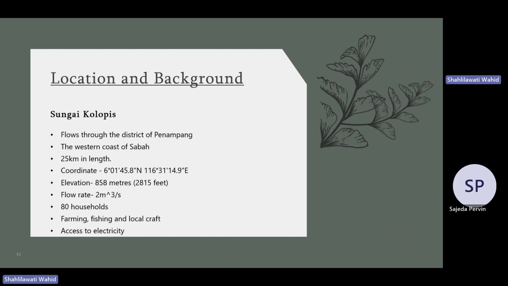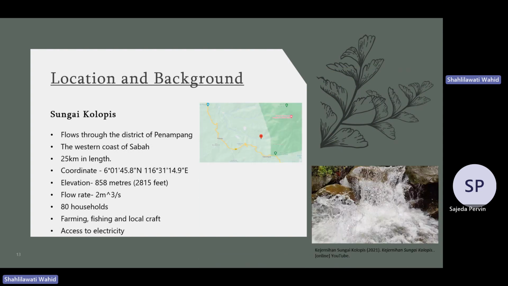Now let's talk about the location and background of our project, where our project will be. Our project will be based in Sungai Kolopis. It's a river in Sabah, East Malaysia, and that river flows through the district of Penempang, and it's located at the western coast of Sabah. The river is 25 kilometers inland, and that's the exact coordinate of the river.